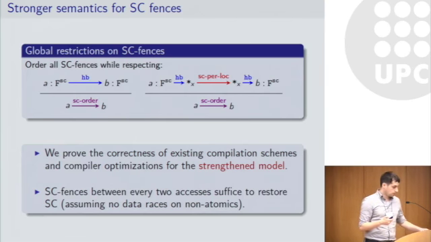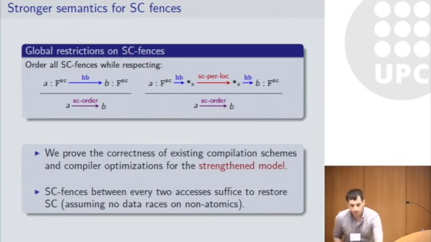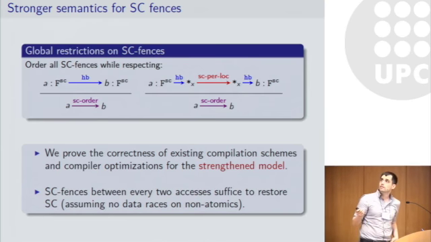So here is our suggested fix, and I'm not going to go over the details here. It's again quite technical, but we suggest a way to strengthen the specification while still preserving the correctness of the existing compilation schemes and the compiler optimizations, even though the model is stronger. So you get stronger guarantees for free. And now we prove that SC fences between every two accesses are now enough in the fixed model to restore SC, to guarantee only sequentially consistent behaviors.